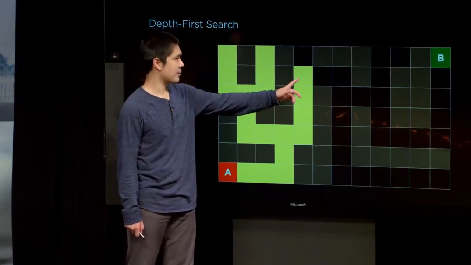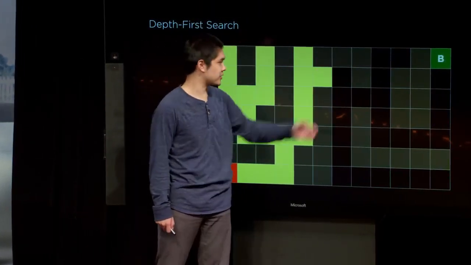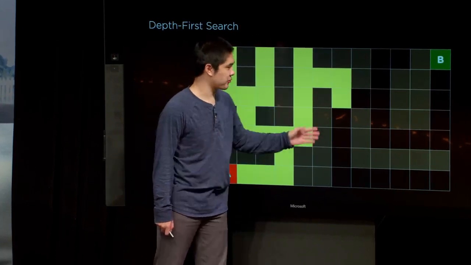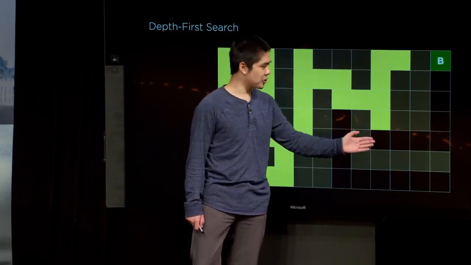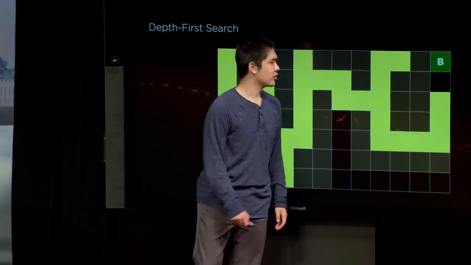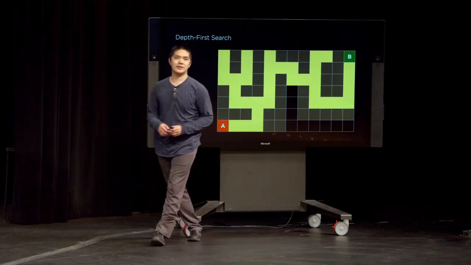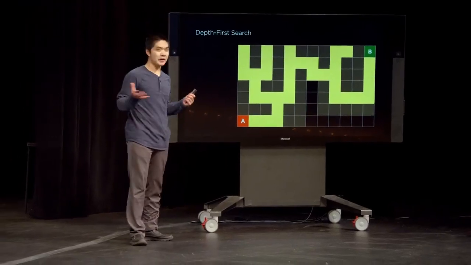So we'll try this path. Maybe we'll try going up, but hit a dead end, so we'll try going to the right. Here again, we hit a decision. We're going to make some choice. And again, we're just going to repeatedly hit dead ends and try new paths until eventually we make our way to the destination. And so that is depth first search.